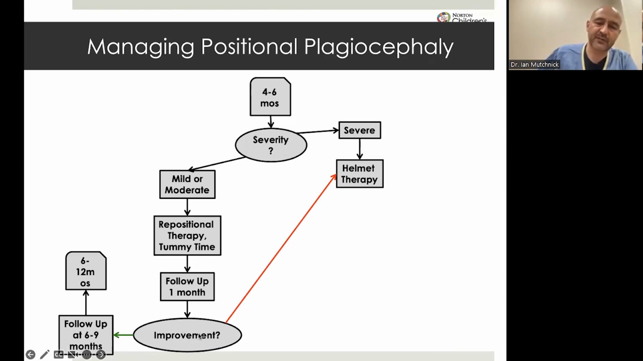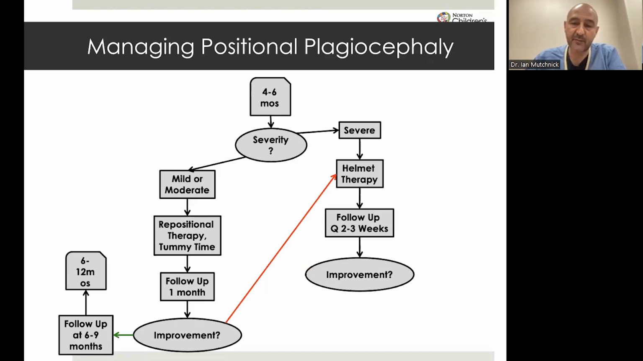So if there's no improvement at 1 month for mild or moderate, if the patient's 4 to 6 months, helmet therapy is an option. If it's severe at 4 to 6 months, helmet therapy is also an option. And again, at the end, I'll get to some of the justifications behind my reassurances that no helmet is ever needed. If they do helmet therapy, you can follow up every 2 to 3 weeks and watch for improvement. And then if the helmet stops working or the plagiocephaly is completely resolved, you can have them follow up versus PRN. That's your prerogative there.